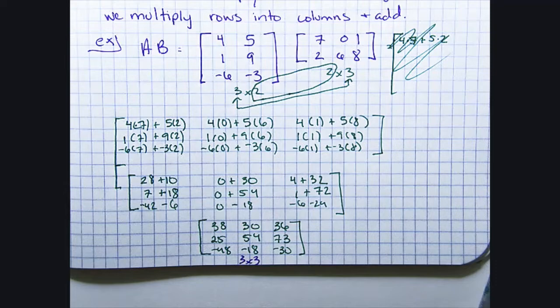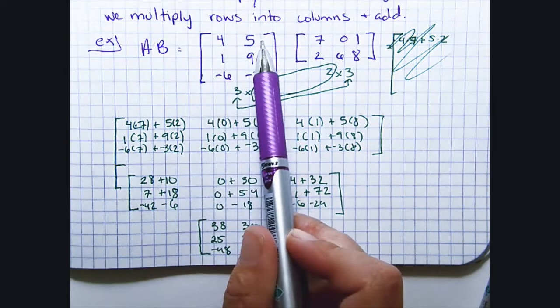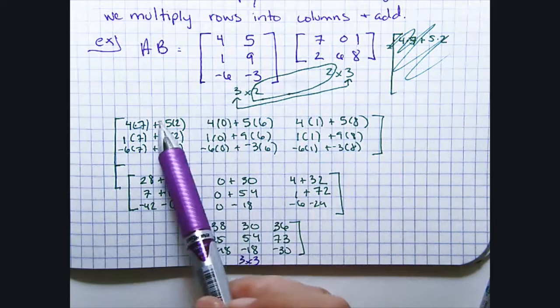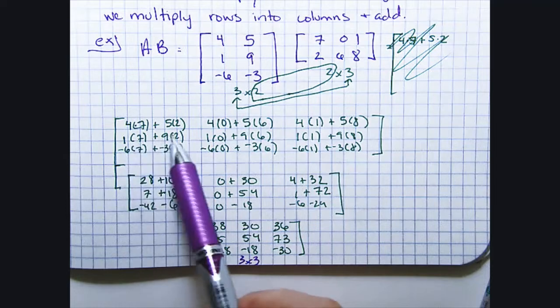So I know that's weird, and I'll kind of say it again. We multiply the row into column 1, 2, 3. And then you multiply row 2 into column 1, 2, 3.